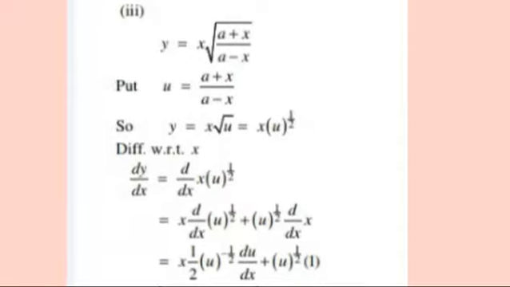Now question number 1 part 3, that is y is equal to x into (a plus x) over (a minus x) to the power 1 by 2, or you can read it as y is equal to x square root of (a plus x) over (a minus x). Now the same procedure: first of all put u is equal to (a plus x) over (a minus x), after that y is equal to x times u to the power 1 by 2. Differentiate y with respect to x, right? dy over dx is equal to d over dx of x u to the power 1 by 2, same procedure.